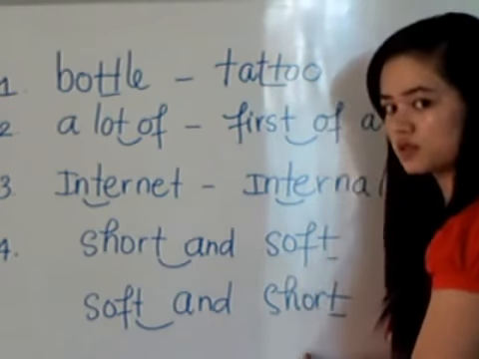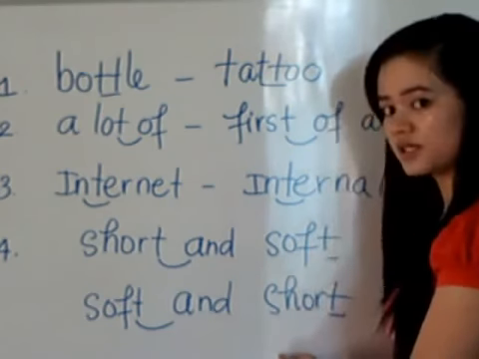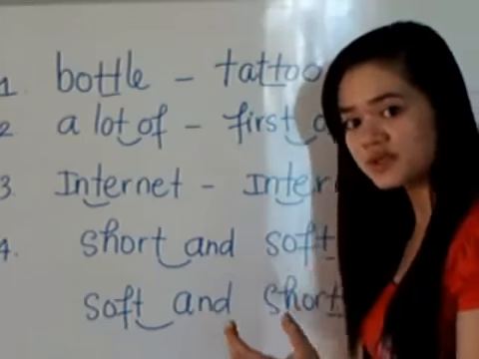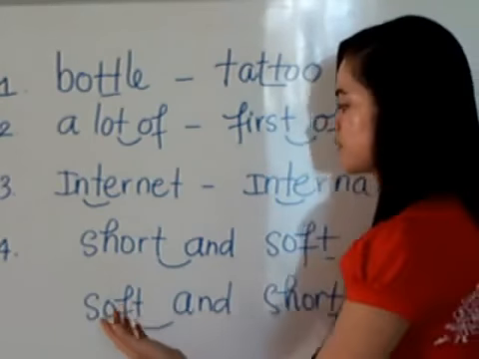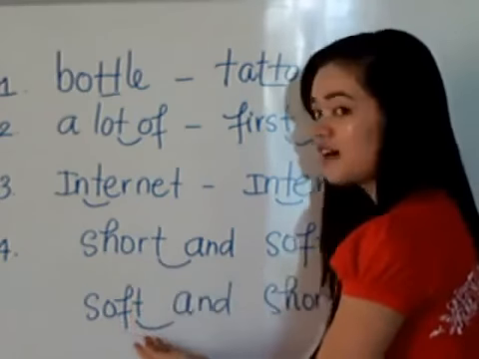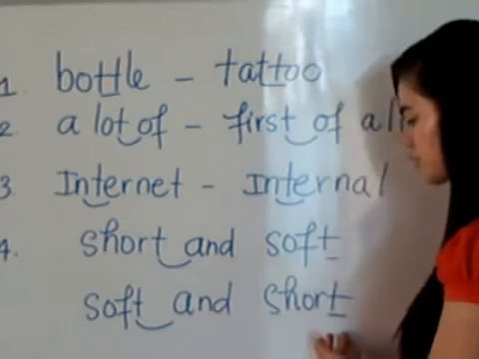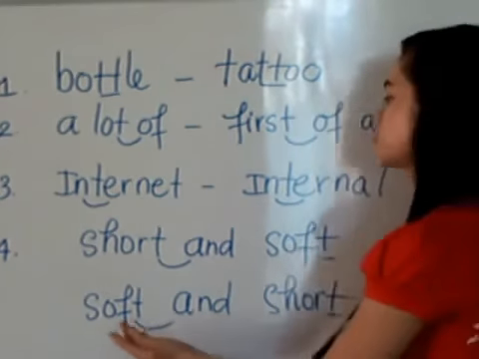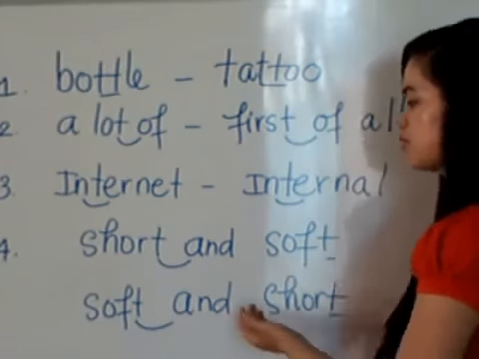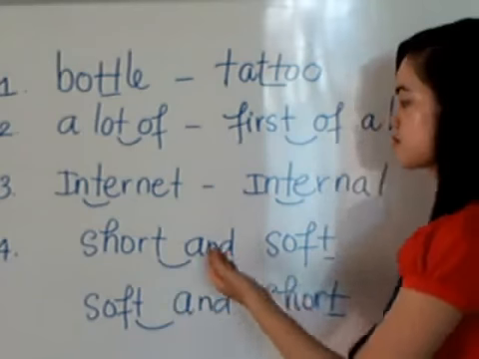Soft and short. Because F goes with T, so we have to use true T in our spoken English. So we say soften. This is shorten, and this is soften. Soft and short. Okay, again. Soft and short. True T, short and soft.